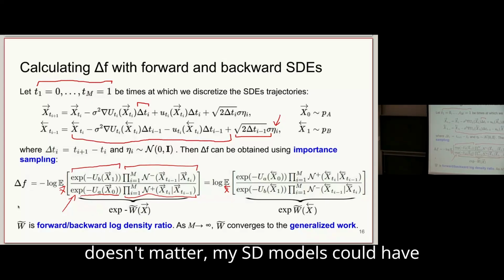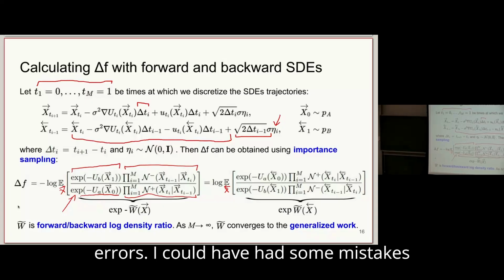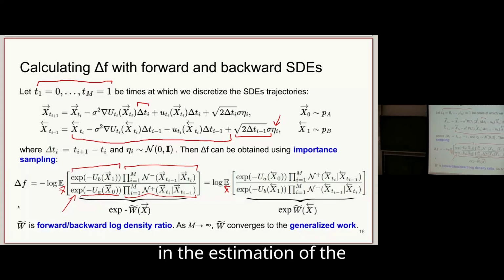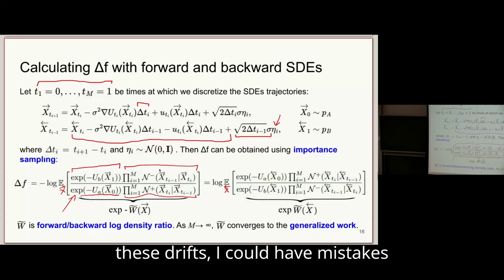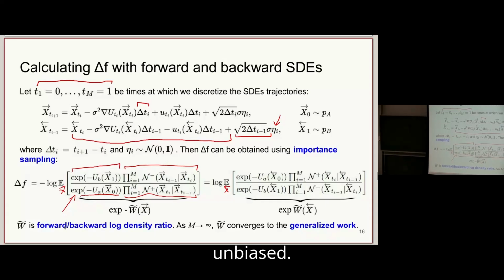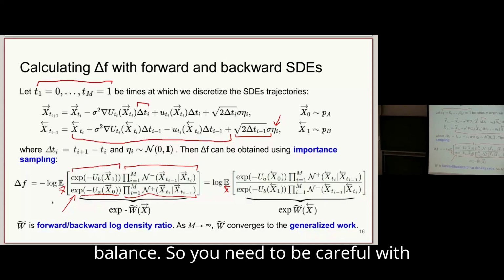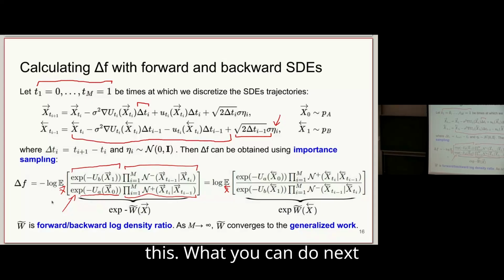Okay? It doesn't matter. My SDE models could have errors. I don't know, if I am estimating these energies and these drifts, I could have mistakes there. It doesn't matter. This is still unbiased. Good. This is going to reduce variance, but it's still importance sampling, and it can have high variance. So you need to be careful with this.